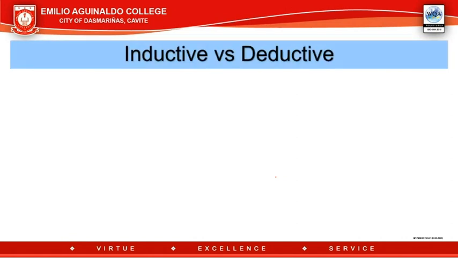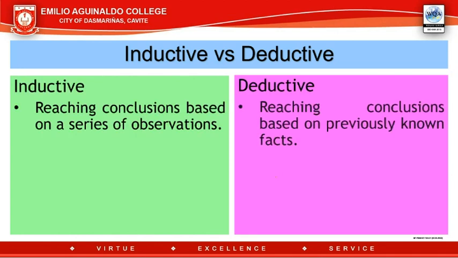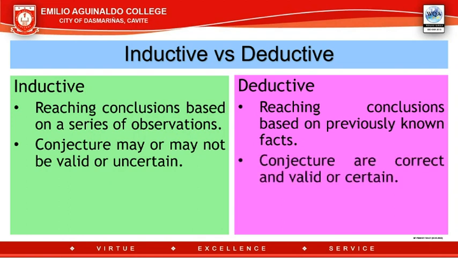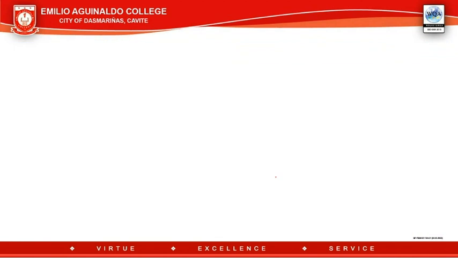To sum it all up, let us find the differences between inductive and deductive reasoning. For inductive, we reach conclusions based on a series of observations, while in deductive, we reach conclusions based on previously known facts. Also, for inductive, a conjecture may or may not be valid or certain because it is just based on observations. For deductive, conjectures are correct and valid or certain. These are the differences between inductive and deductive reasoning.